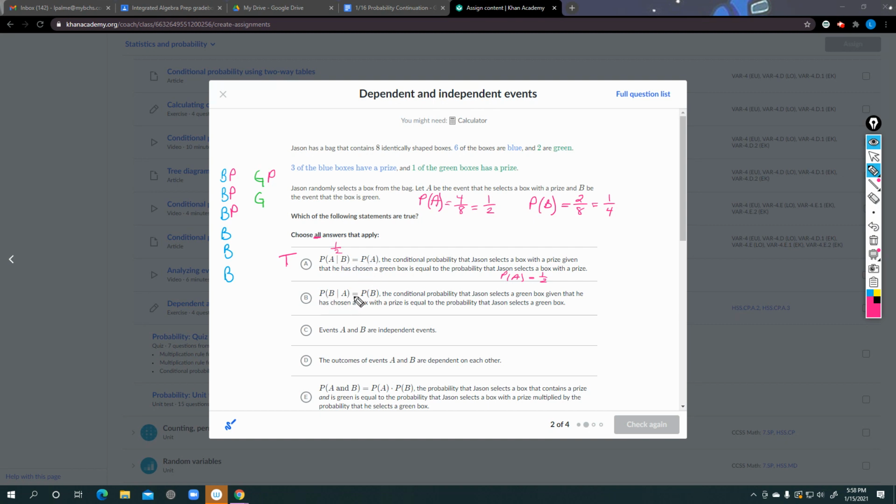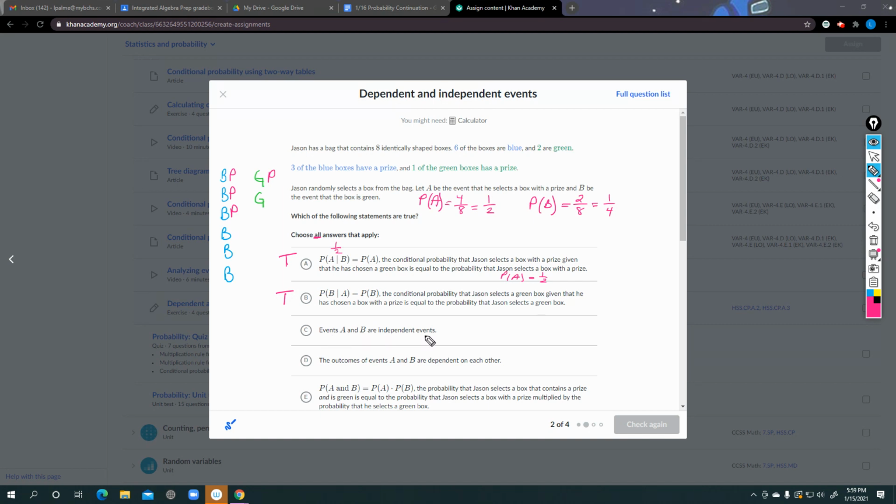The probability of B given A equals the probability of B. Well, we have the probability of B here is 1/4. So that's the probability that Jason will select a green box. So the conditional probability that Jason selects a green box, given that he has chosen a box with a prize, is equal to that. So green box given that he chose a prize would also be 1 out of 4, because we have 4 of the boxes there that have a prize in it, and 1 of them is green. So that would also be true.